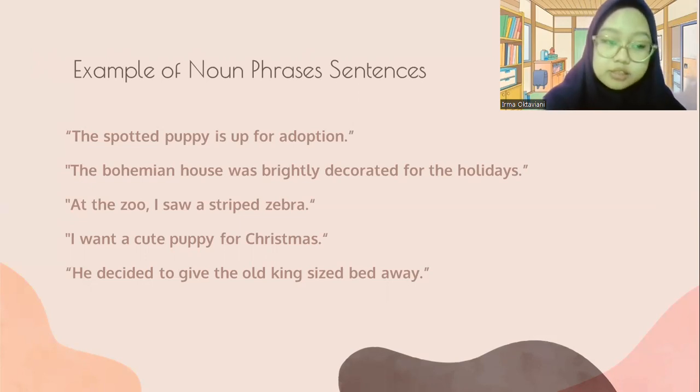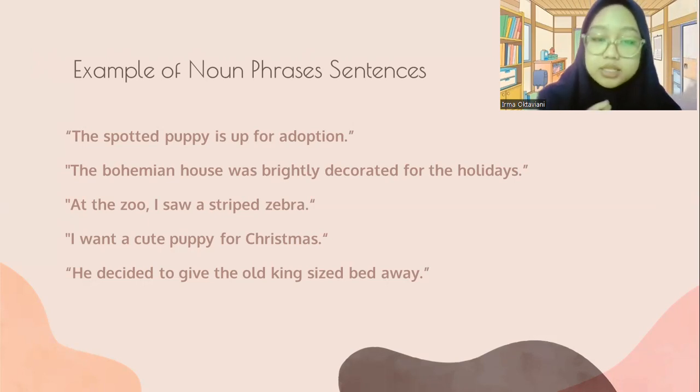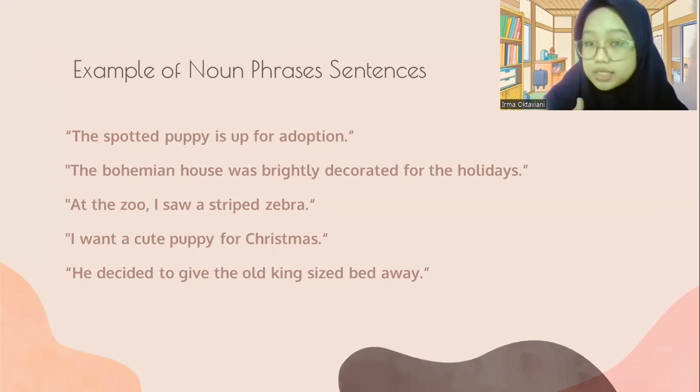Okay, the fourth is: I want a cute puppy for Christmas. Adjective plus noun can also be applied in noun phrase sentence patterns. In this sentence, we can see that there is an additional adjective before the noun to clarify what is meant. Cute is added to clarify the main object, namely the puppy.